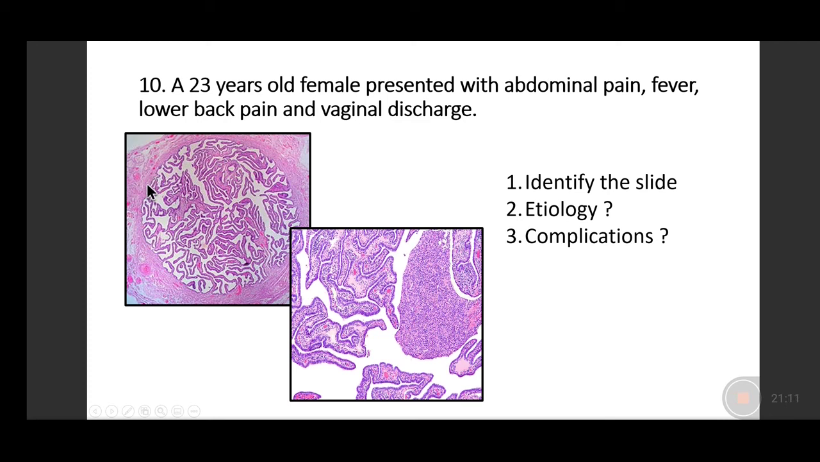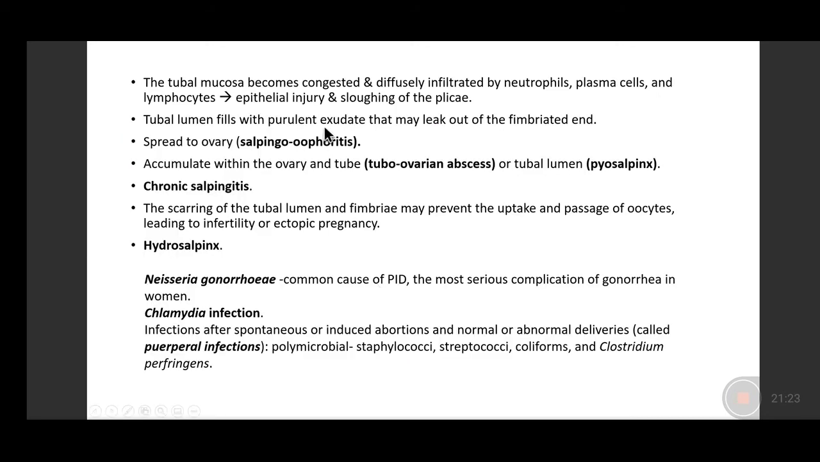To identify a tube, you have to see the tubal lumen, and you have to identify the muscle that is present outside. And to call it salpingitis, you need to find evidence of inflammation in that. Initially in salpingitis, the tubal mucosa becomes congested, which is then infiltrated by neutrophils, plasma cells and lymphocytes. All of these inflammatory cells lead to epithelial injury, and there is knocking off of the plicae. The tubal lumen then fills with purulent exudate, and this purulent exudate may leak out of the fimbriated end.